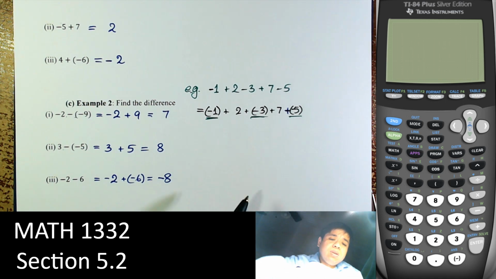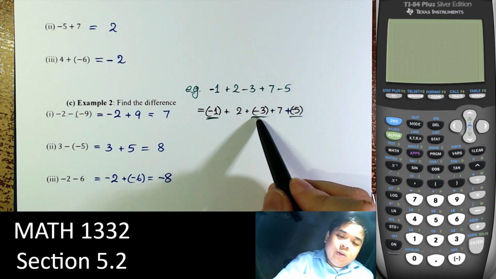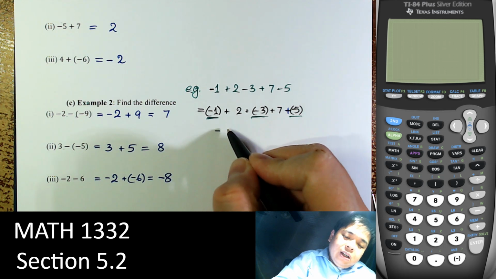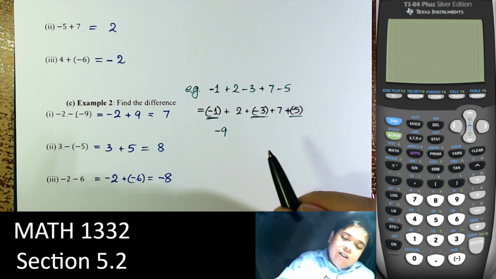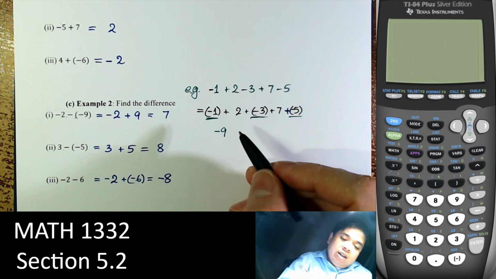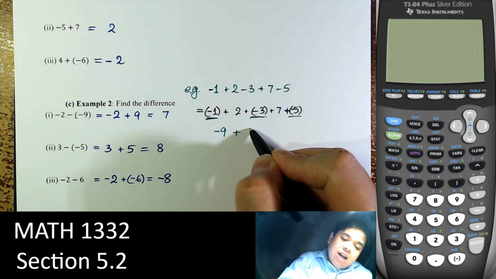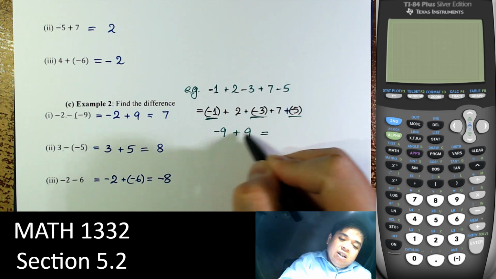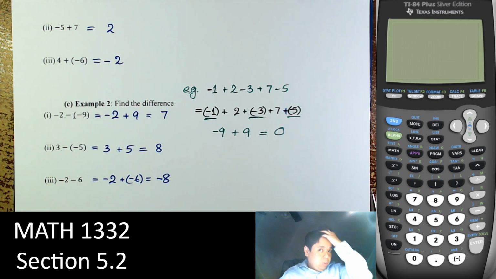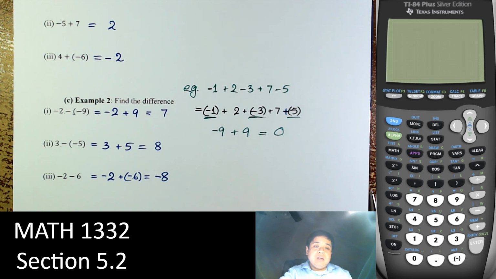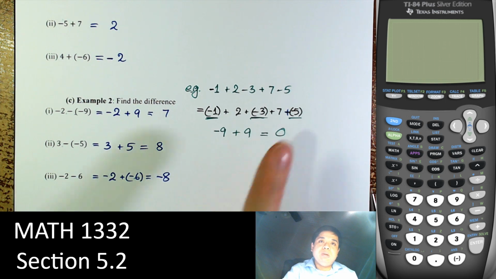Right, now we add them. Negative 1, negative 3, negative 5, that's negative 9. And 2 plus 7, that's 9. And that gives us 0. Right? So again, if there's a bunch of plus or minus, that minus sign belongs to the number after it. There's always a plus in the middle. Just write all the plus signs in the middle. That will help.